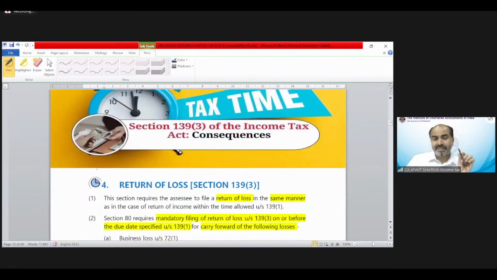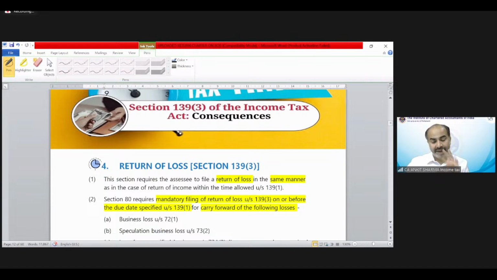Now, return of loss is a very interesting thing, because the loss is connected with the set off of losses chapter. Section 80 says that losses under the head except income from house property can be carried forward and set off only if the return of such loss has been filed within the due date under section 139(1). So loss under the head income from house property can be carried forward even if the return has been filed after the due date. But any other loss can be carried forward only if the return has been filed by the due date. So that will be called a return of loss.